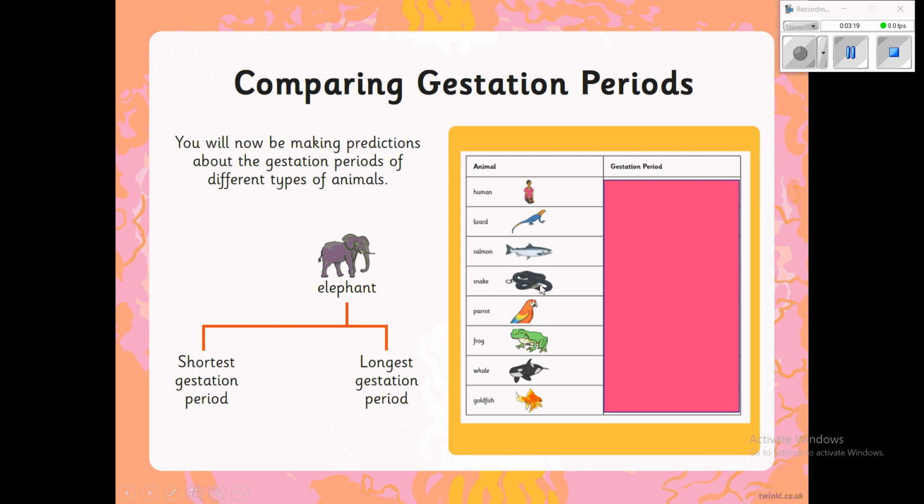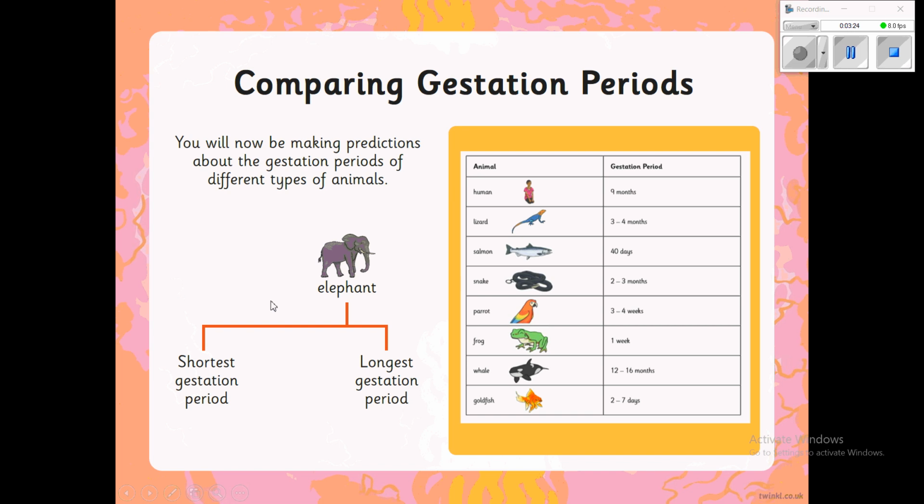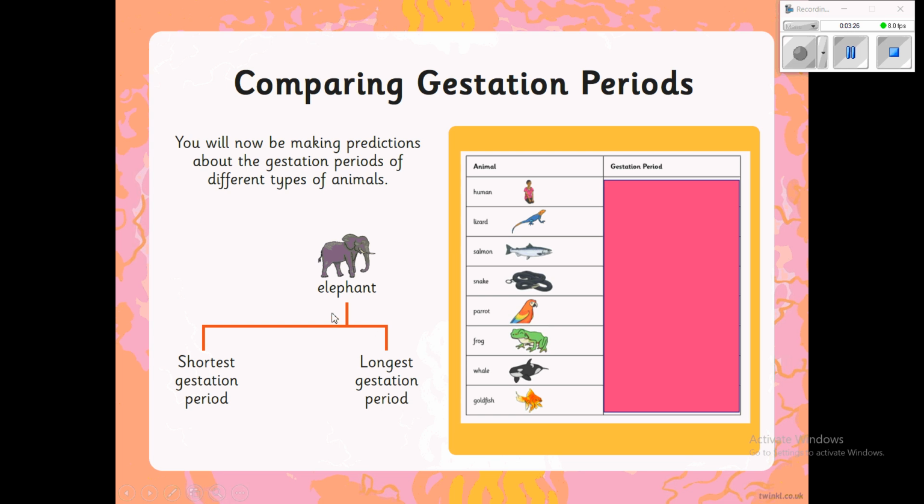So do you think it will be a parrot at the bottom, and then maybe the next one might be a frog, so you can draw a frog off it. The next one, oh, don't look at them. The next one might be a human, you might think.